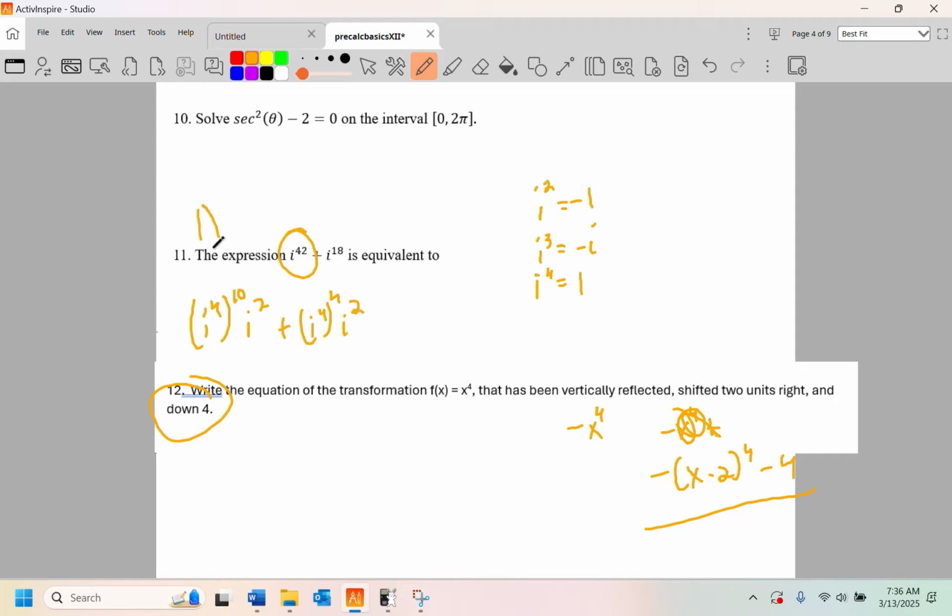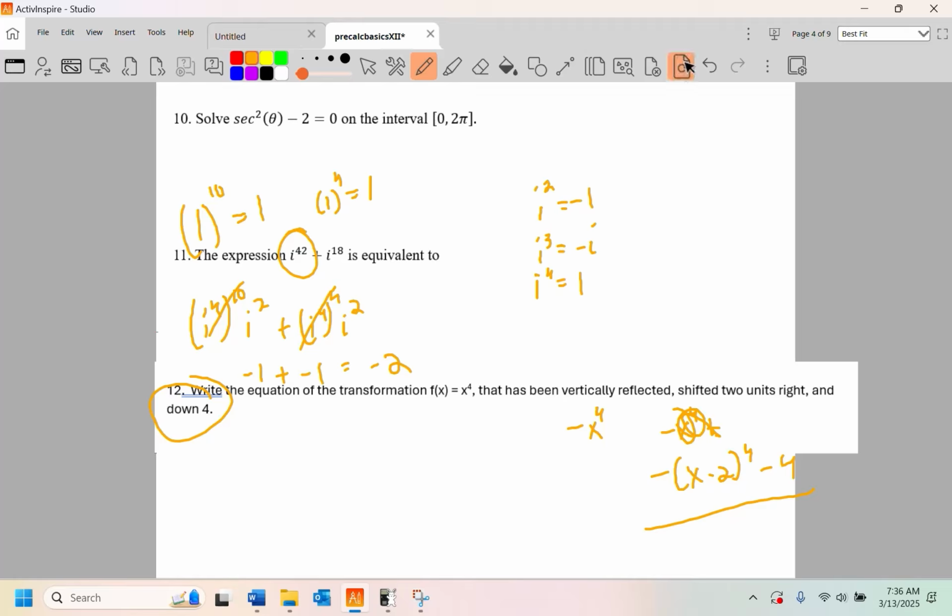Now, if i to the fourth is 1, 1 to the 10th is still 1, so we can throw this away. And 1 to the fourth is still 1, so we can throw it away too. I'm left with i squared, which is negative 1, and another i squared, which is negative 1, and their sum is negative 2.